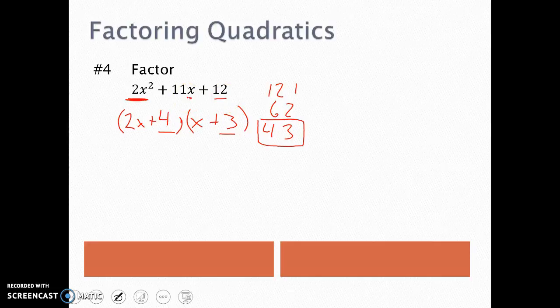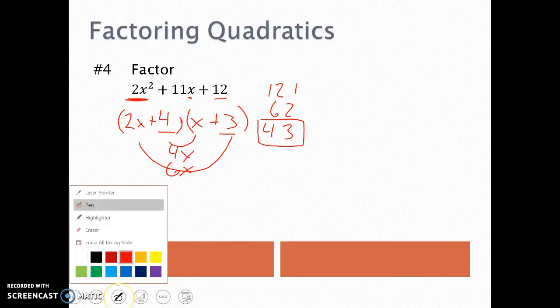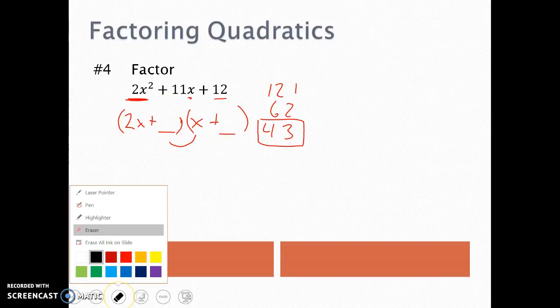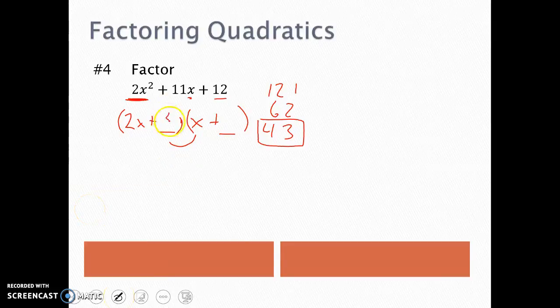So then I want to check to make sure I've done this correctly. 4 times x is 4x. 2x times 3 is 6x. Well, that doesn't give me 11x. And so this is where you might have to guess and check a little bit. So what I'm going to do is erase what I've done here. I'm going to erase the 4 and the 3, and maybe it would work if I switch those two things around. So maybe if I put the 3 here and the 4 here, it'll work.